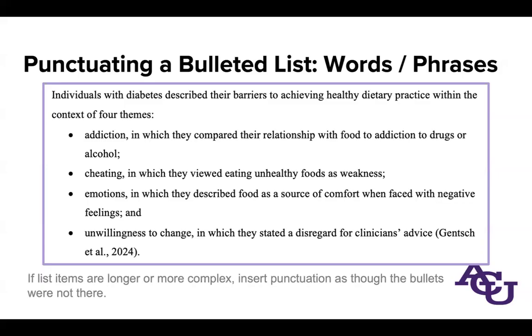So here we have longer, more complex items. You can see that each one already includes a comma. So I've got addiction, comma, in which they compared their relationship to food, and so on, semicolon. If the bullets are longer or more complex and they're phrases, you insert punctuation as though the bullets were not there. So if we were writing this in a sentence without the bullets, we'd have the comma within each item, and then we'd have the semicolons between them. And so we have that here. And you can also see that we have a period at the end of the whole shebang because that's how we would punctuate it if it were in a sentence.